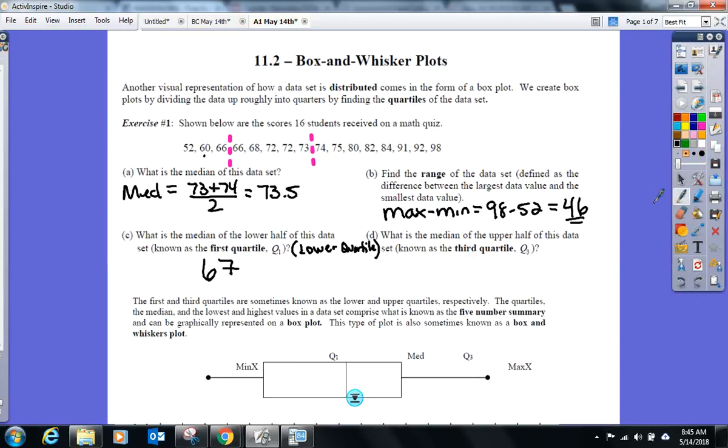All right, next one, quartile 3. Anybody want to take a wild guess what another name is for that one? Upper quartile. And that is the median of the upper half. So anything above 73 and a half, find the median of the upper half.